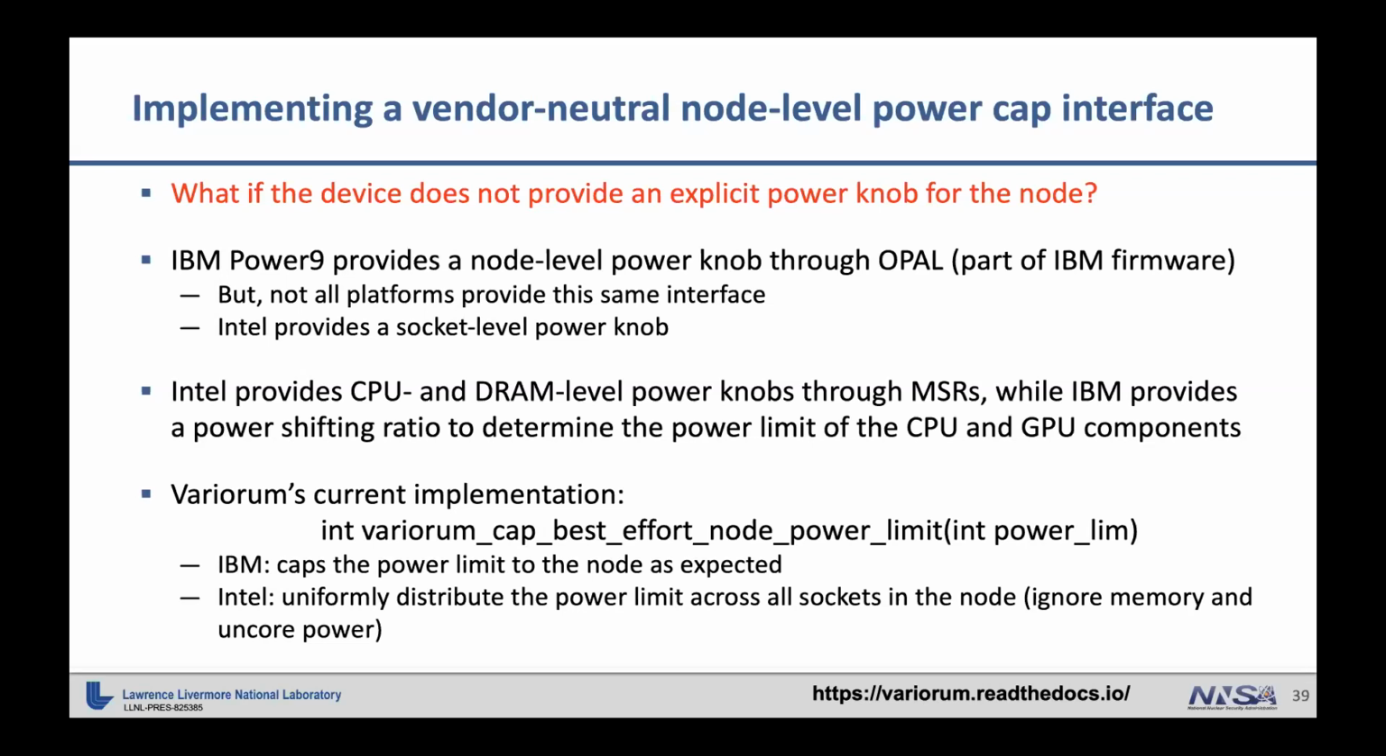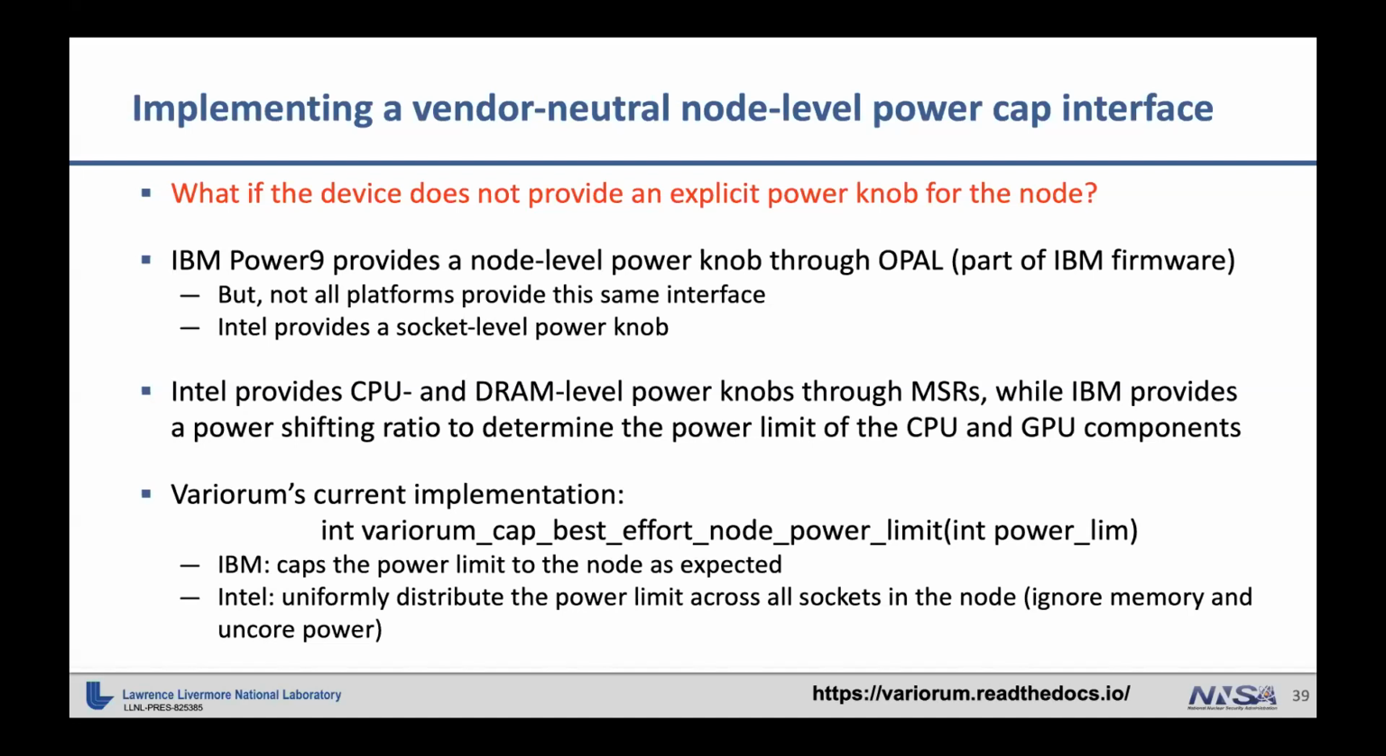So how do we handle this case of one system providing an explicit node level power cap and other systems not providing explicit, but we could maybe approximate the node level power cap on an Intel system by adding the power usage of all the different components that we know about or that we can get access to. So the way that we've currently implemented this is to provide this cap best effort node power limit, which we showed in an earlier example.